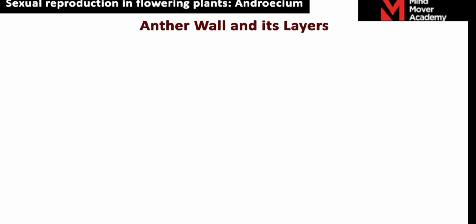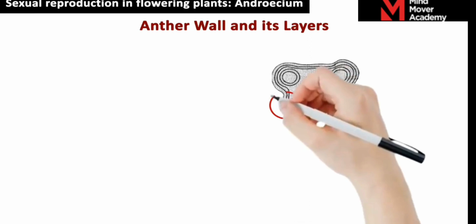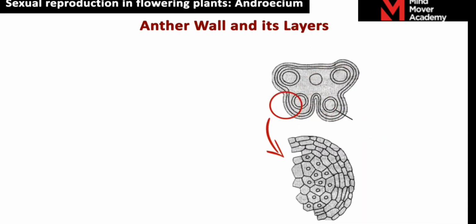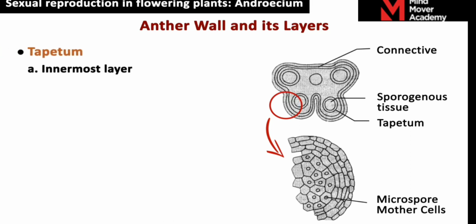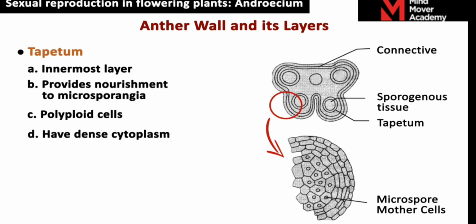For the microsporangia to mature into pollen grains, they require nourishment, which is provided by the innermost layer of the anther wall. This layer, which is also known as tapetum, contains cells that have a dense cytoplasm. The tapetal cells also exhibit polyploidy that they achieve by endomitosis, polyteny, or by forming a restitution nucleus.